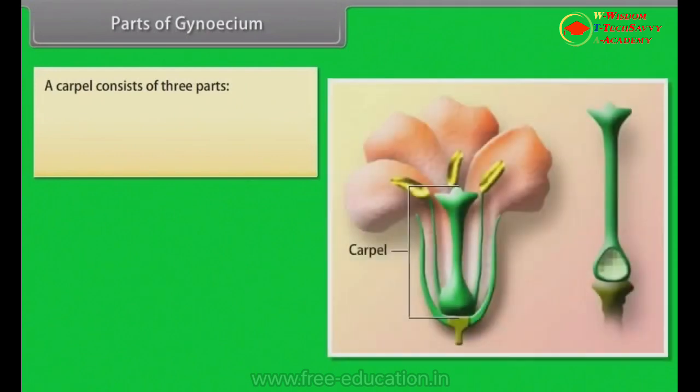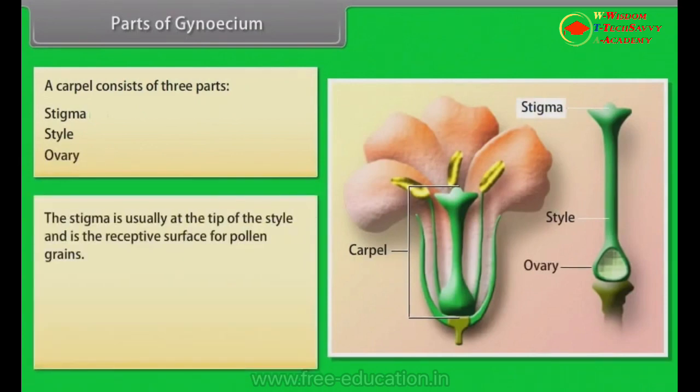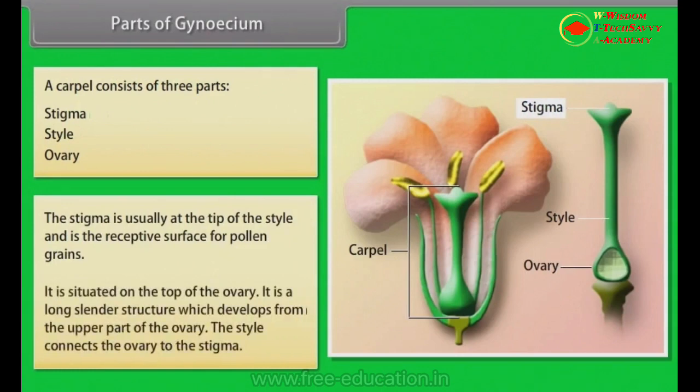Parts of gynoecium. A carpel consists of 3 parts: stigma, style, ovary. The stigma is usually at the tip of the style and is the receptive surface for pollen grains. It is situated on the top of the ovary. The style is a long, slender structure which develops from the upper part of the ovary. The style connects the ovary to the stigma.